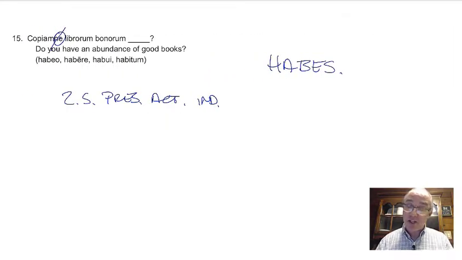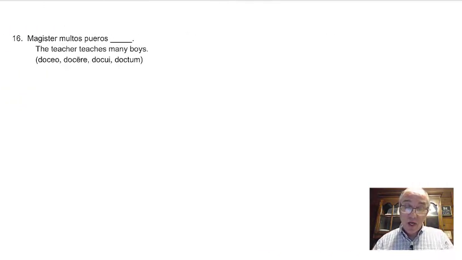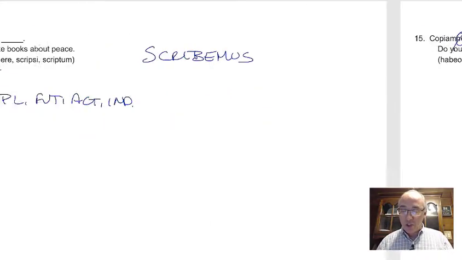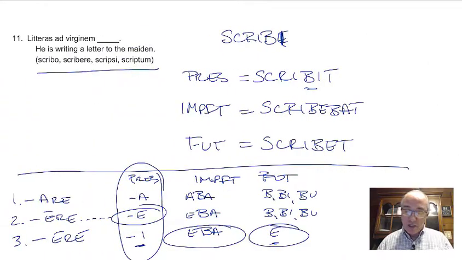Habes, do you have an abundance of good books? The teacher teaches. Present tense, third person singular, present, active, indicative. This is a long ERE, so that long ERE is going to stay right there. It is not going to shorten into an I, if you want to think of it that way. Or if you just want to go back to your chart, present tense, second conjugation, just an E.